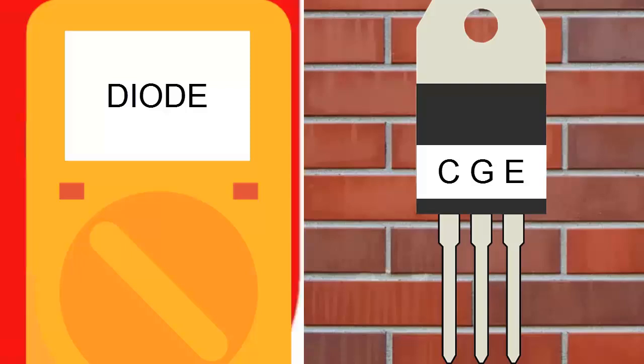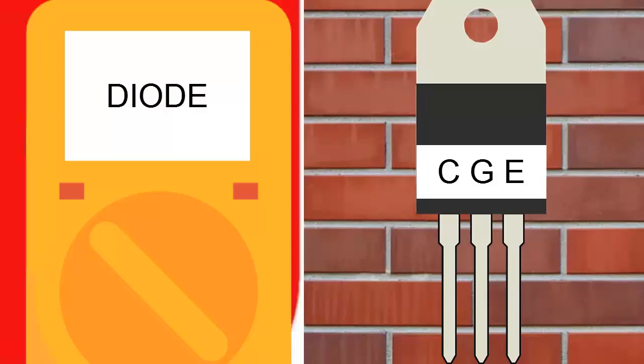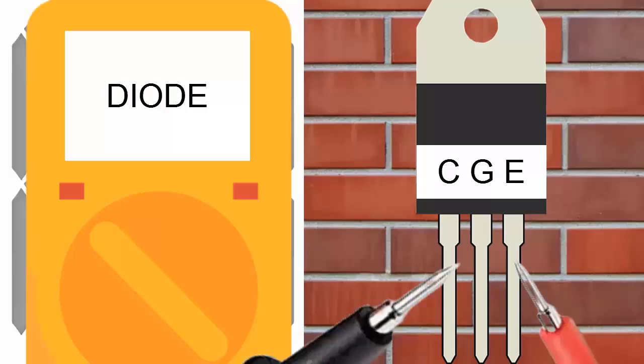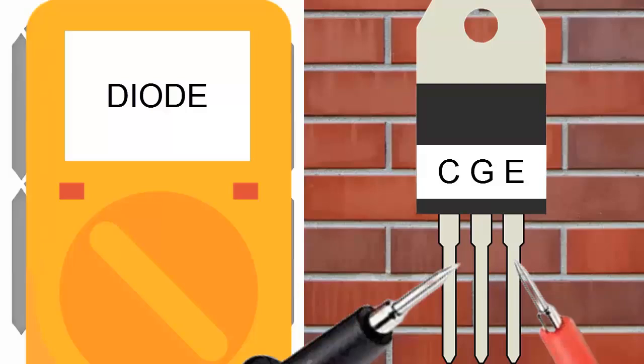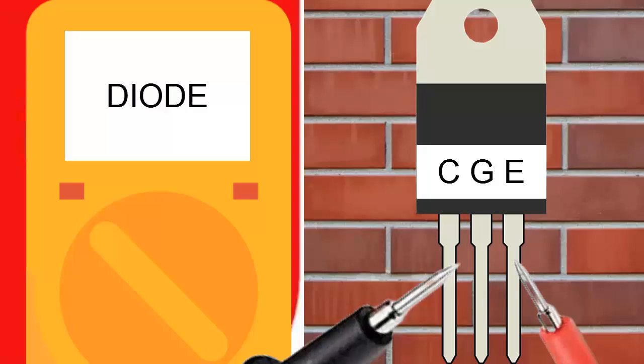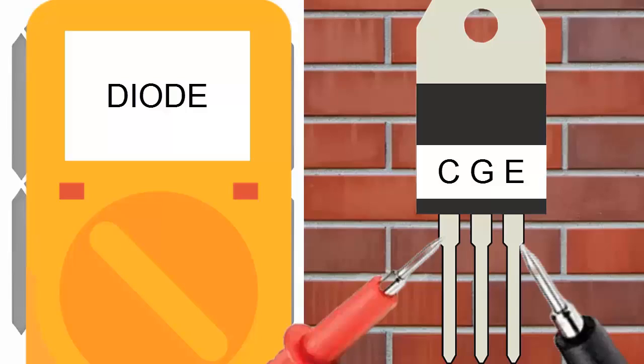B. Set the multimeter to the diode scale. Test between collector and emitter. Place the negative lead on the collector and the positive on the emitter. The multimeter should show infinity or very high resistance. Then reverse the leads, positive on the collector and negative on the emitter. The multimeter should still show infinity or high resistance.